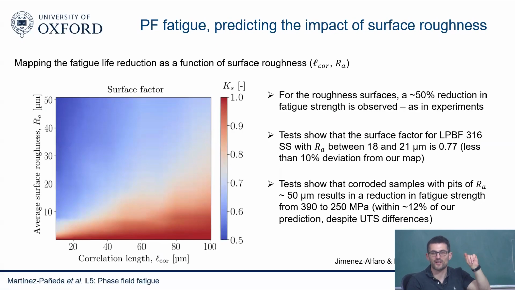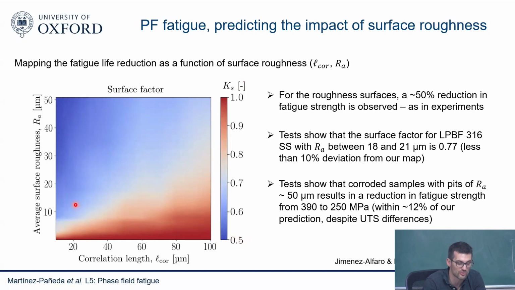Again, the surface factor is endurance, so fatigue life at 1,000,000 cycles of a smooth sample versus a rough sample. You can see, if the surface roughness is very small, the bottom right corner, then of course you get the same result as a smooth sample. The opposite corner, you get half reduction in fatigue life. This is what we see in the experiments. The worst case scenario is typically a 50% reduction.